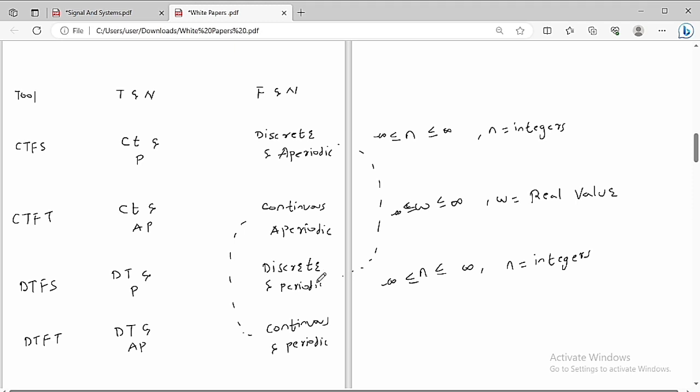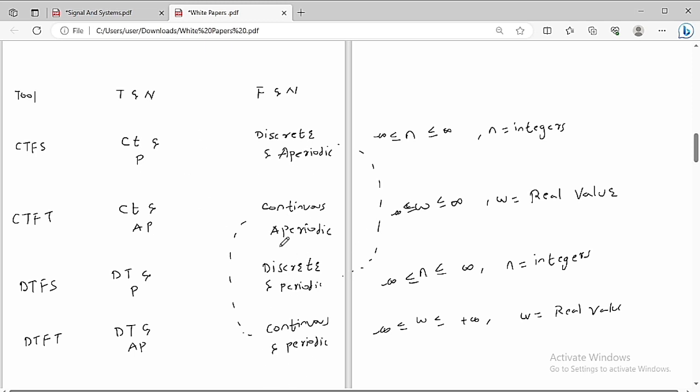Same thing, discrete. But for the discrete time Fourier transform, I have already told you omega lies from minus infinity to plus infinity. Here omega is also a real value, and real value means continuous. The only difference is that here it becomes periodic and periodic. This is the only difference, and it is aperiodic. So it will become periodic and periodic.